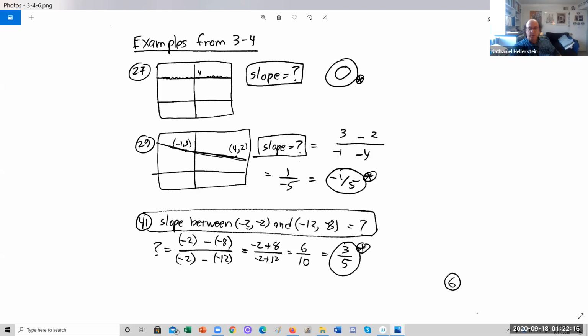Here's asked for the slope between -2 by -2 and -12 by -8. Well, okay, it's the change in y over the change in x. Change in y is -2 minus -8 over change in x, -2 minus -12. -2 minus -8 is -2 plus 8. -2 minus -12 is -2 plus 12. This works out to 6/10 or 3/5. A slope of 3/5.